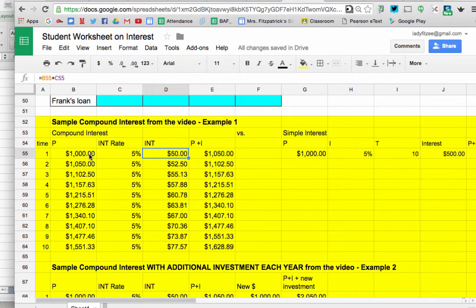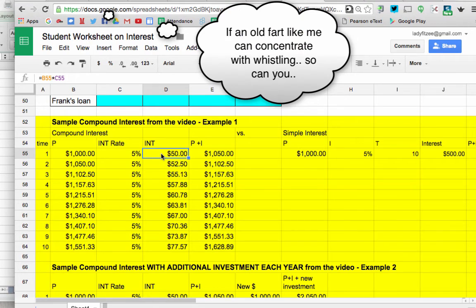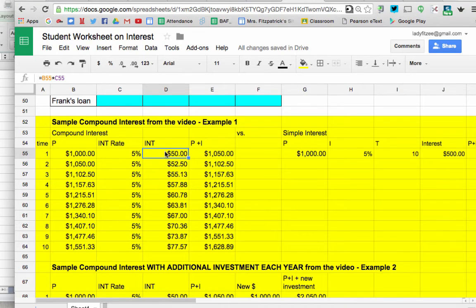Remember, principal times interest times time. I don't have the times time in here because it's only 1 year, and timesing anything by 1 just makes it equal to the exact same thing. So if we did this times 1, it's going to be $50. We all know that. Then we have the interest plus the principal that we invested at the beginning of the year, which is going to be $1,050. Again, I used a formula for this.